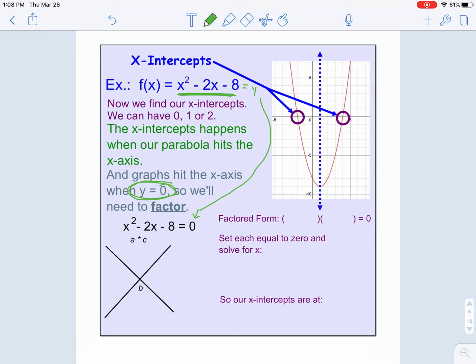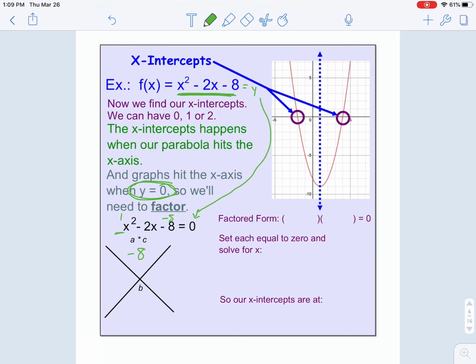We want to know what happens when y is equal to 0. So if we set this whole equation equal to 0, well, that's where we start to have to factor. We'll get to factoring a little bit later in the video, but because there's not a number in front of my x, I'm just going to use my regular cross.